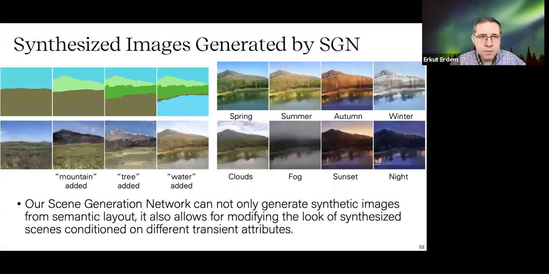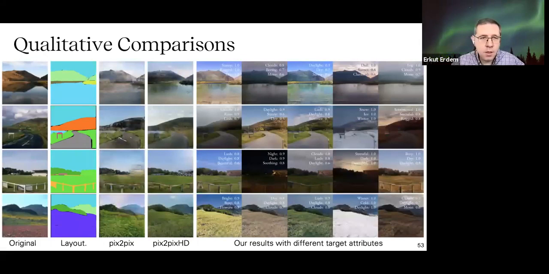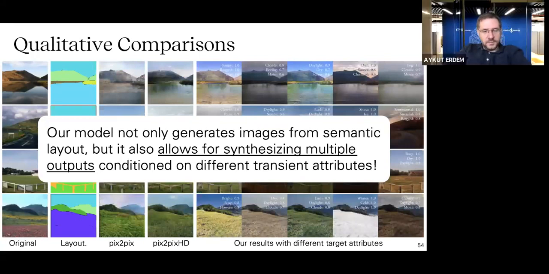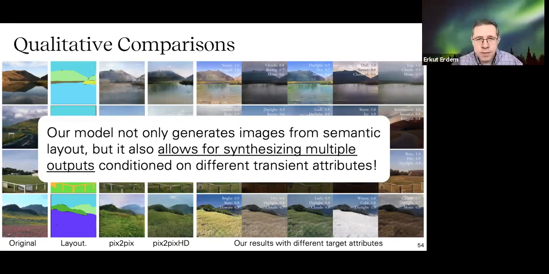These are some qualitative comparisons against the baseline models, Pix2Pix and Pix2PixHD. Again, here you can easily see that our model not only generates images from the given semantic layout, but it also allows for synthesizing multiple outputs conditioned on different transient attributes. So although here we compare these two sets of approaches, our model is a more powerful model than both of these two baselines. Okay.